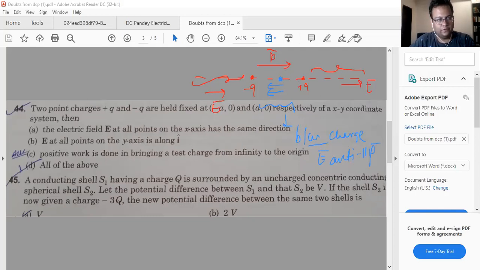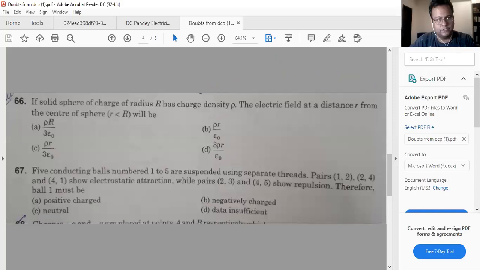Next 45. No sir, next page. Okay. 66 is a solid sphere problem. Next class. 5 conducting balls numbered 1 to 5 are suspended using separate threads. Pairs 1, 2, 2, 4, 4, 1.